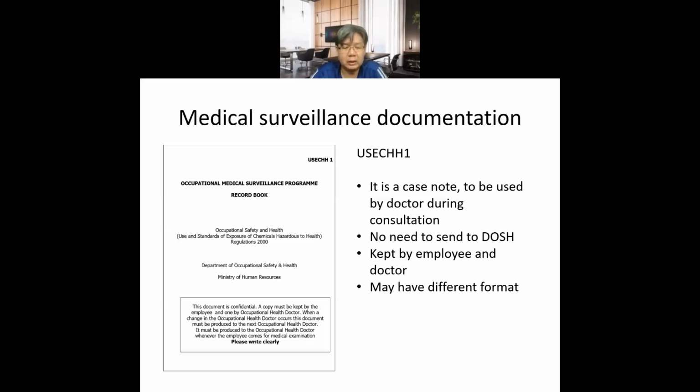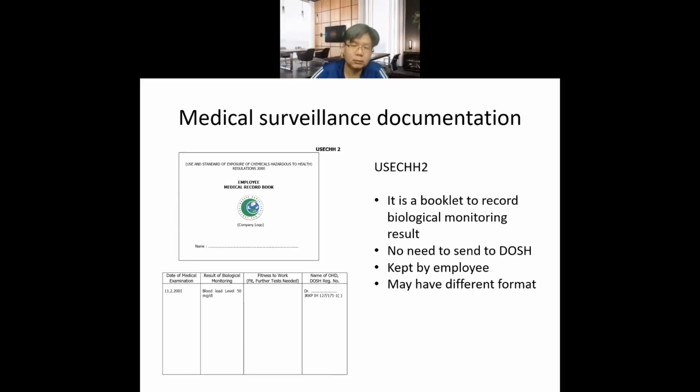And different doctors have different formats. Actually, we cannot come up with a standard format because there are so many different types of chemicals. For different chemicals, we ask different things, etc. So this form itself is not really useful. Like for me, I don't use exactly the same format. I use a different way of assessing the possibility of health effects. So different doctors have different formats. That's why in the new medical surveillance guideline, I think they no longer have this one form.